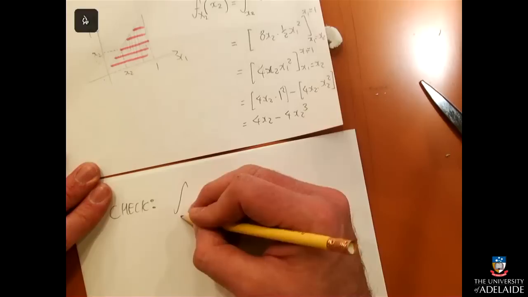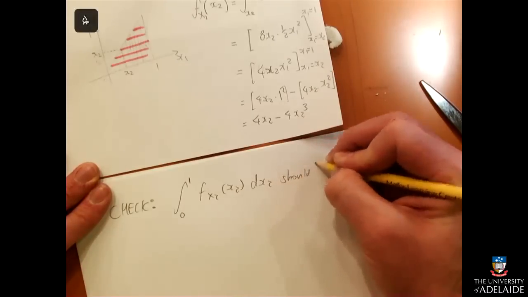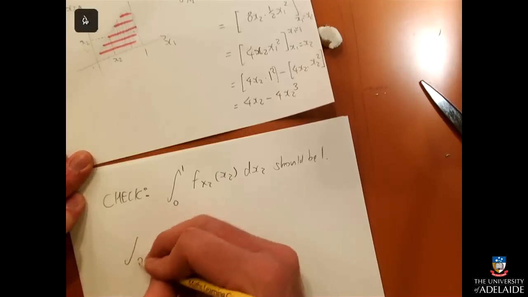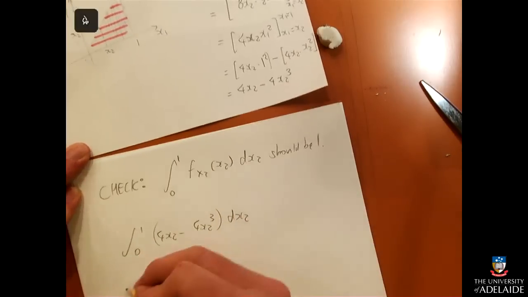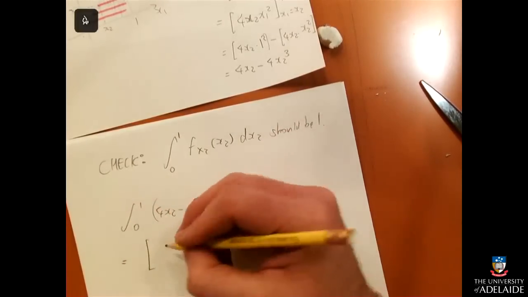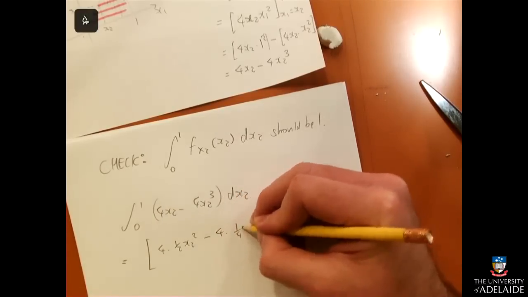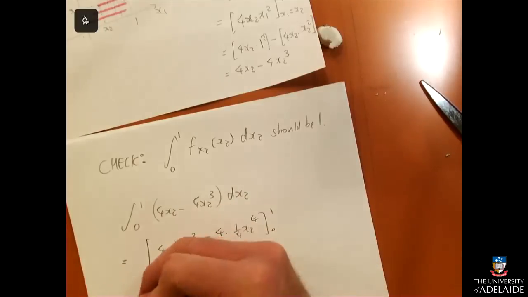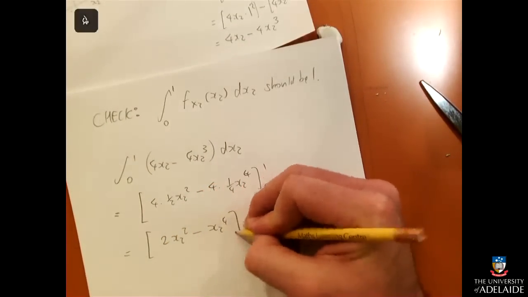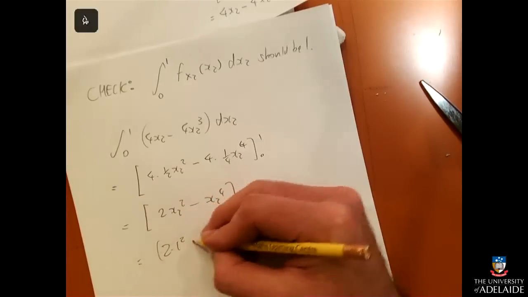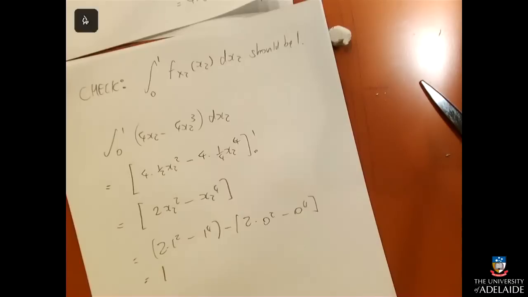So if I go across all the values of x2, it should be 1. So 4 times half of x2 squared minus 4 times a quarter of x2 to the 4 from 0 to 1. The light's flashing, it's going to stop in a moment. So I've got 2 times 1 squared minus 1 to the 4 minus 2 times 0 squared minus 0 to the 4, which is 2 minus 1, which is 1. Yes, it's working fine.